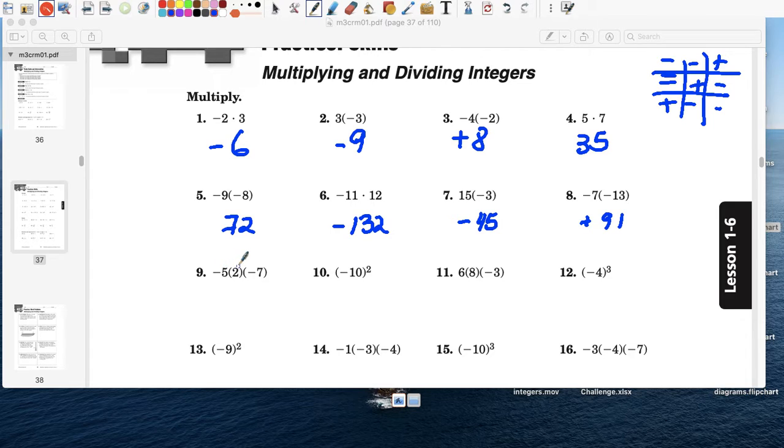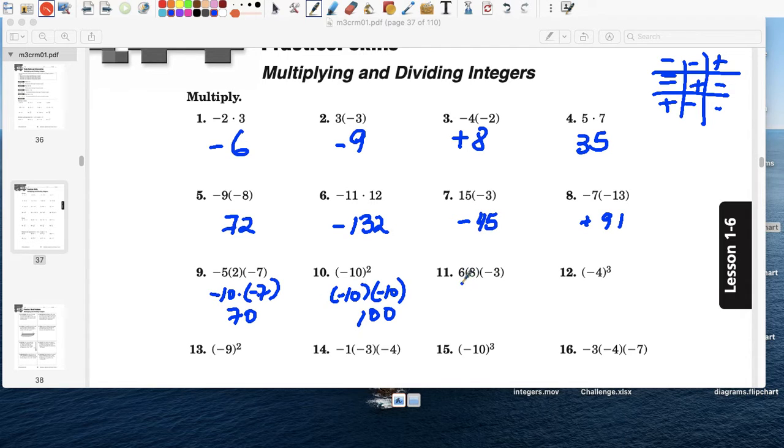Negative times a positive times a negative. So, let's do this. Negative 5 times 2 is negative 10. And then negative 10 times negative 7, negative times a negative gives you a positive. So that's just 70. Negative 10 to the second power: remember, everything is raised to the second power. So 10 times negative 10. Wait, negative times a negative is a positive, so that gives you 100.